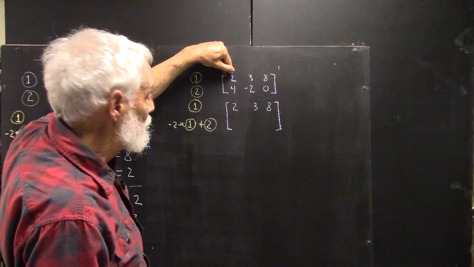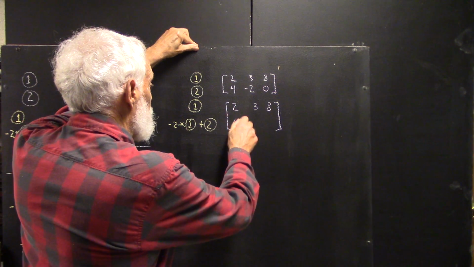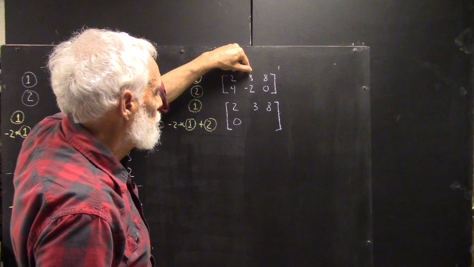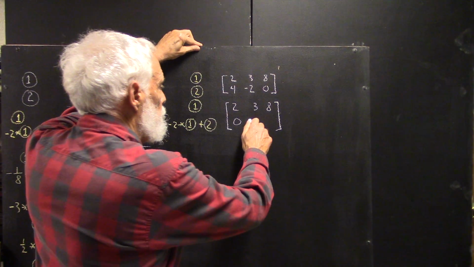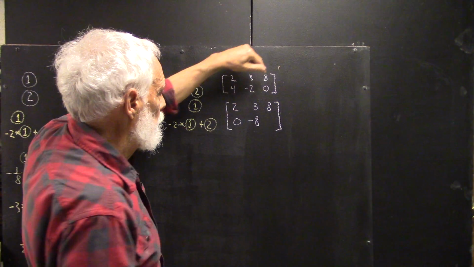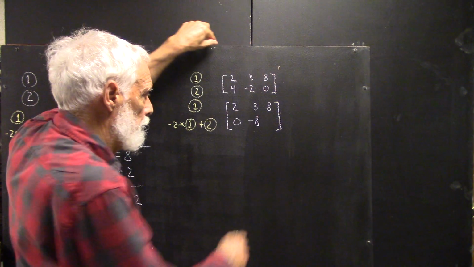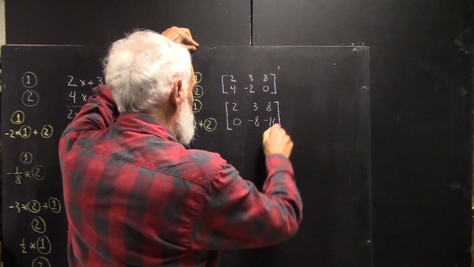Negative 2 times 2 is negative 4. Added to 4 gives me 0. Negative 2 times 3 is negative 6. Added to negative 2 gives me negative 8. Negative 2 times 8 is negative 16. Added to 0 gives me negative 16.